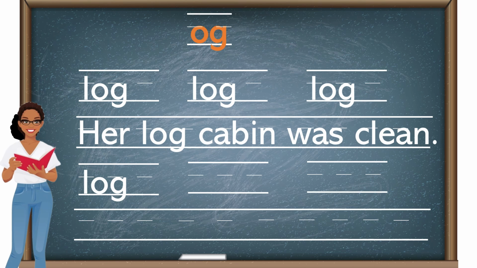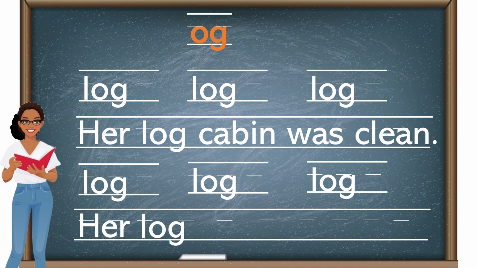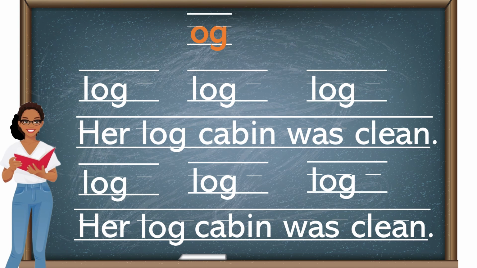L-O-G. Log. Let's spell it again. L-O-G. Log. One more time. L-O-G. Log. Let's use it in a sentence. Her. Do you know what goes here? Great job. Log. Cabin was clean. Her log cabin was clean. Log. L-O-G. Log.